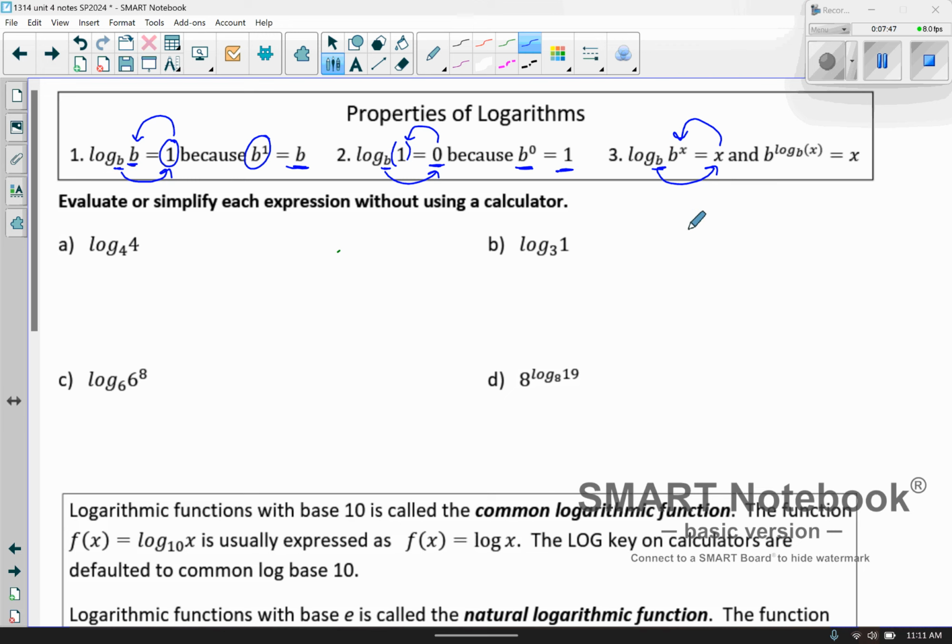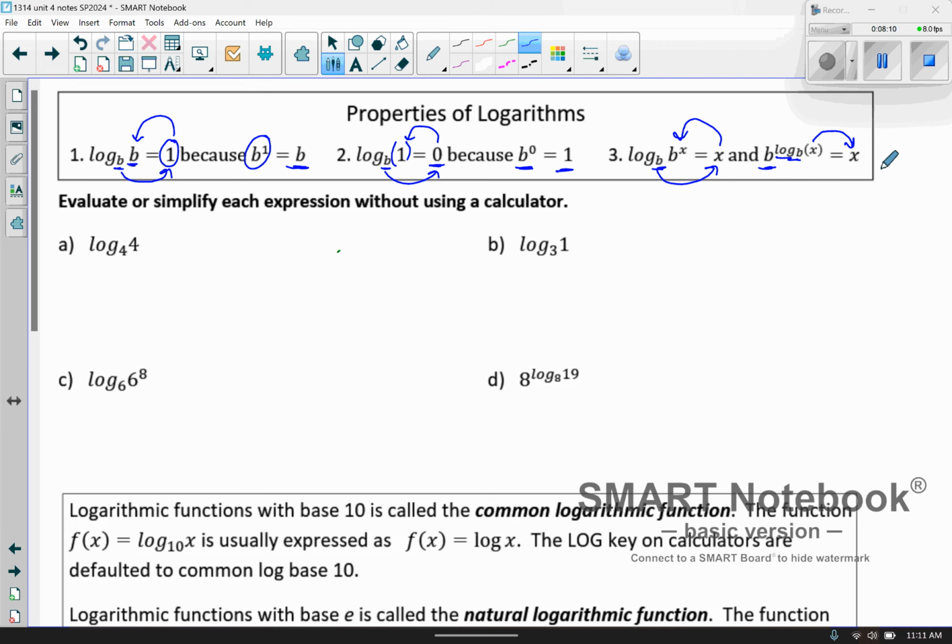Now, this last one is a little bit harder to kind of wrap your head around, but right here, if you have a base raised to a power where it's the log of the same base, well, those kind of cancel each other out, and you end up with just that x right there. And I'll kind of show you an example of that when we get there, of kind of why that occurs.